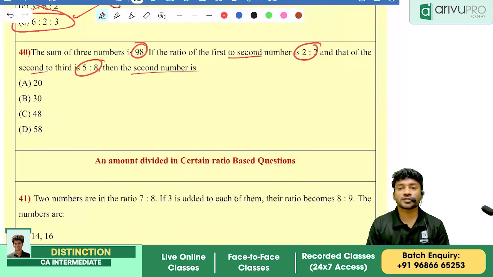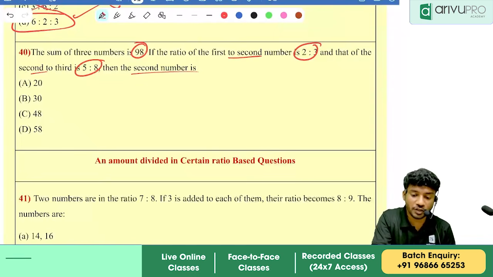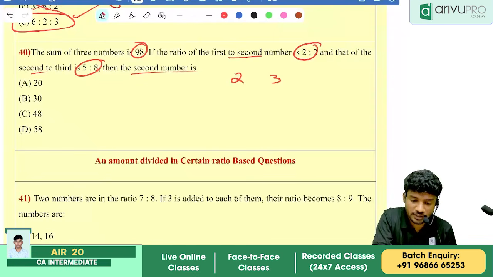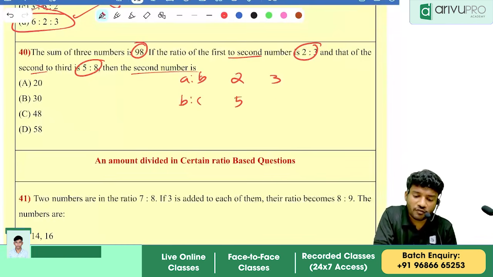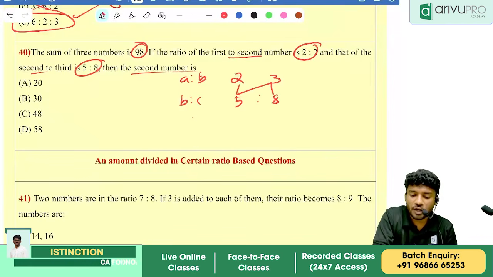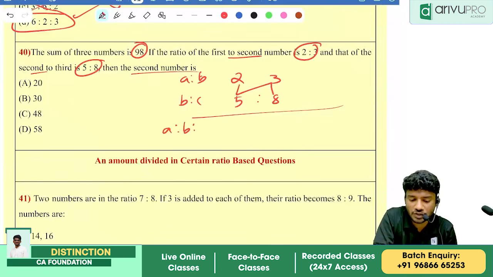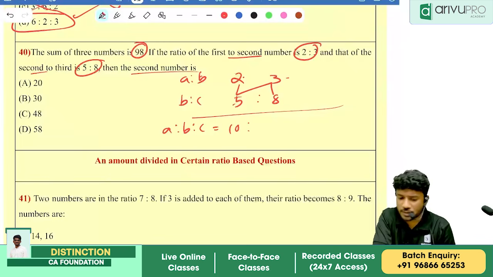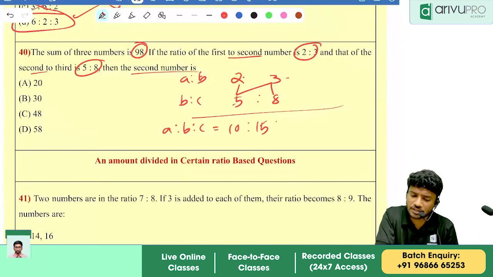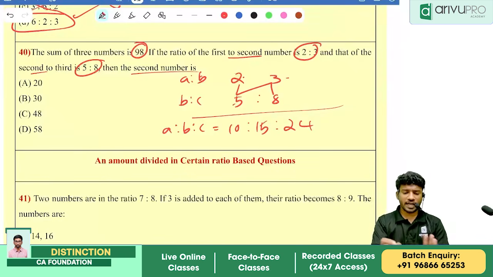This time we will use the continued ratio method. First 2 numbers, 2 is to 3. For example, A is to B is what? 2 is to 3. Then the ratio of second to the third, B is to C is how much? 5 is to 8. How much is A is to B is to C? 2 into 5 is how much? 10. 5 into 3 is how much? 15. 3 into 8 is how much? 24. People, we have everything now.